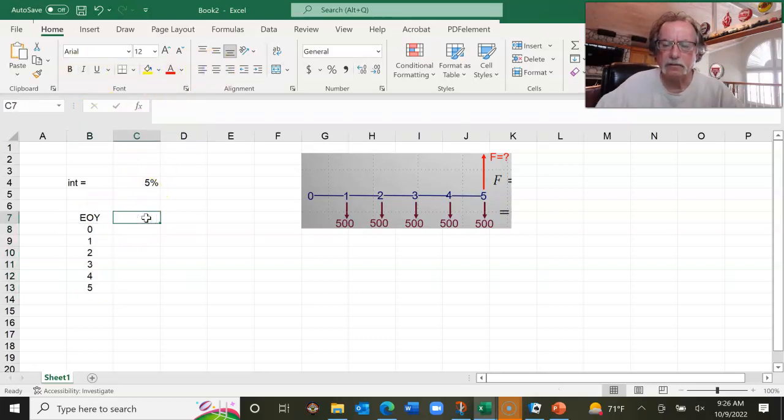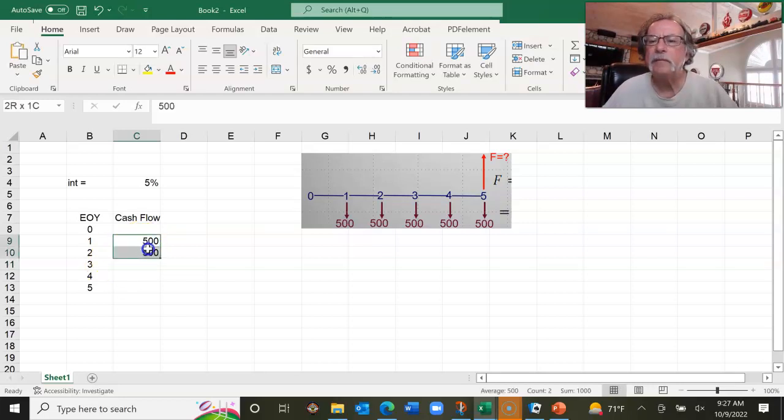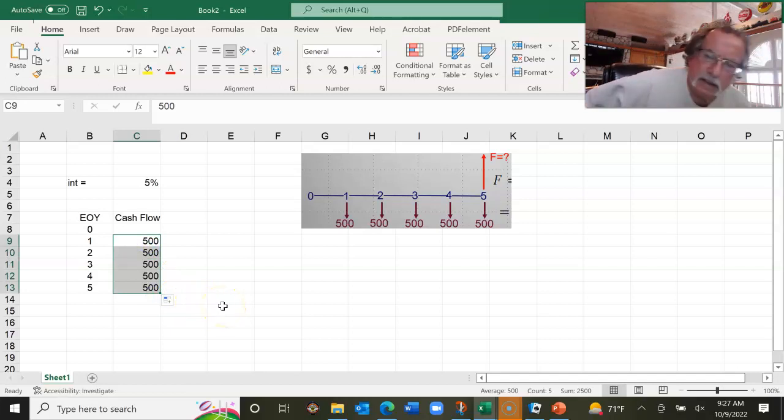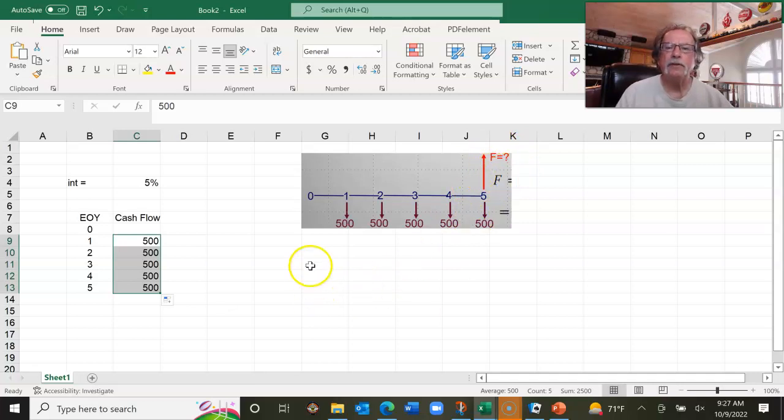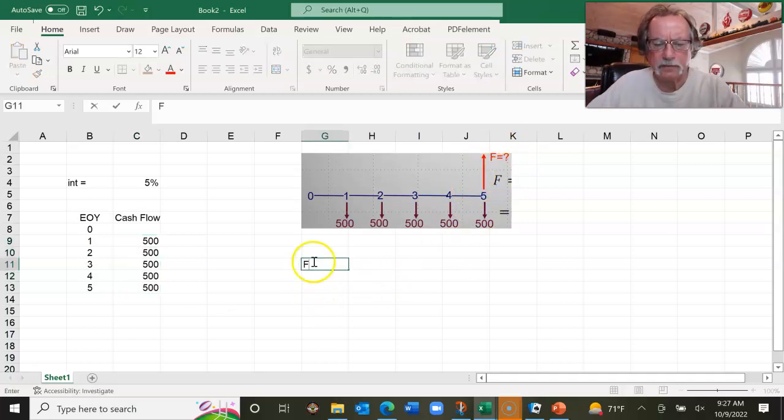And our cash flow is going to be 500 each period. And what we want to do is we want to calculate an equivalent future cash flow F. So if we use the formula, I'm going to use the future value formula.